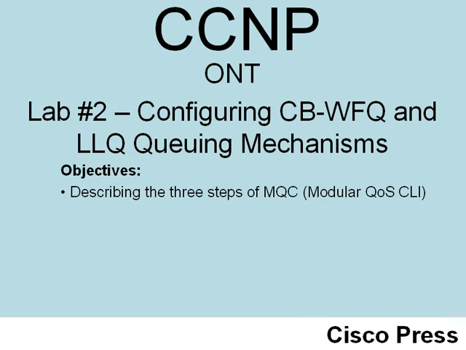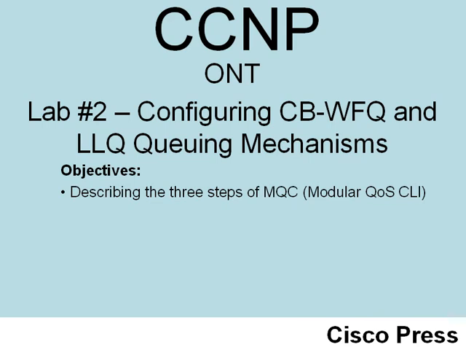Once you master these 3 steps, then you can configure class-based classification, class-based marking, class-based weighted fair queuing, class-based weighted random early detection, low latency queuing, class-based policing, class-based shaping, as well as class-based header compression. This is one of the most fundamental concepts in all of QoS configuration.